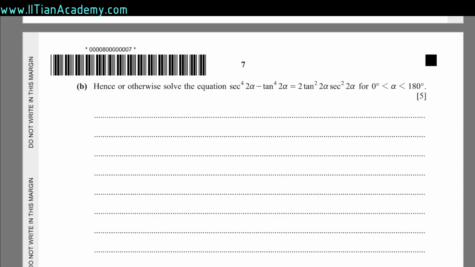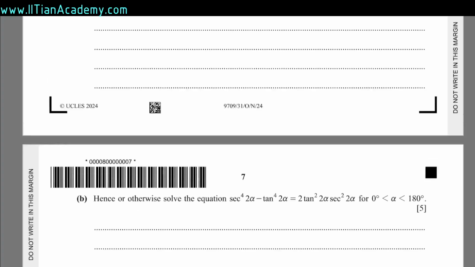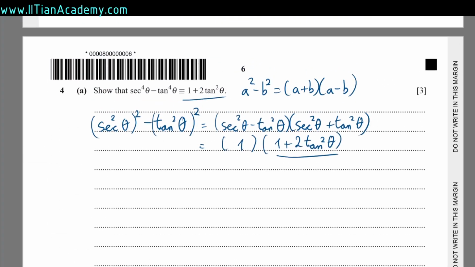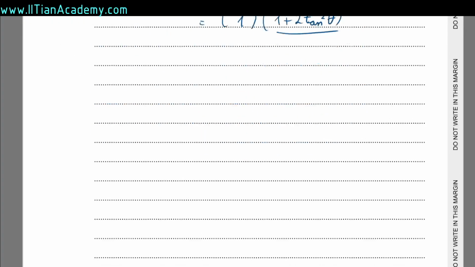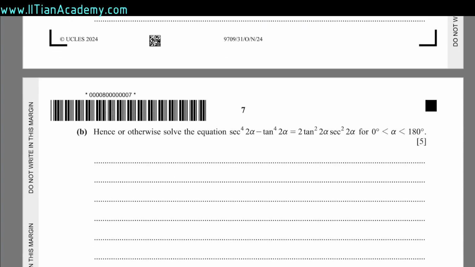So in part B of question 4, we're asked to solve this equation here. We can look back at our previous problem, what we have shown. We will probably have to use this equation over here. You can see the only difference is that here we have a 2 alpha. Other than that, the structure is basically the same.